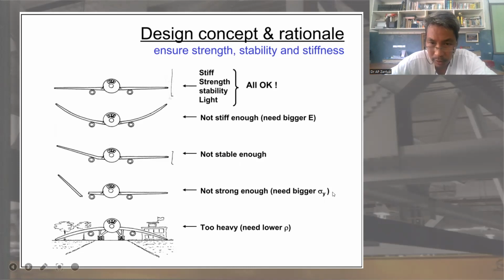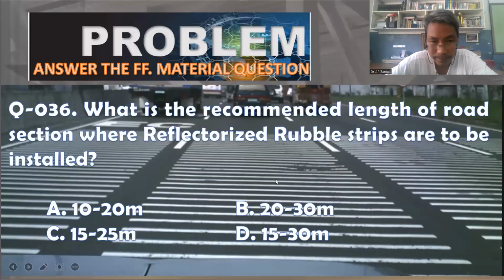And next, not strong enough. So meaning low value of yield stress, your yield strength. Okay. So we need higher yield strength. Okay, yield point. If that is not strong enough, the wings would, for example, break. So that means we need a better material, a stronger material.